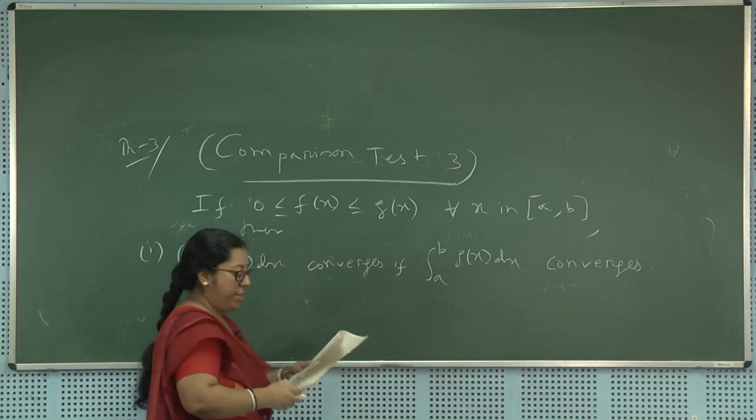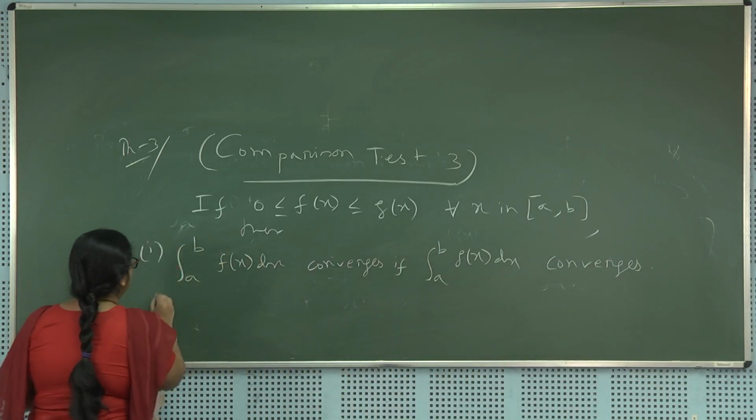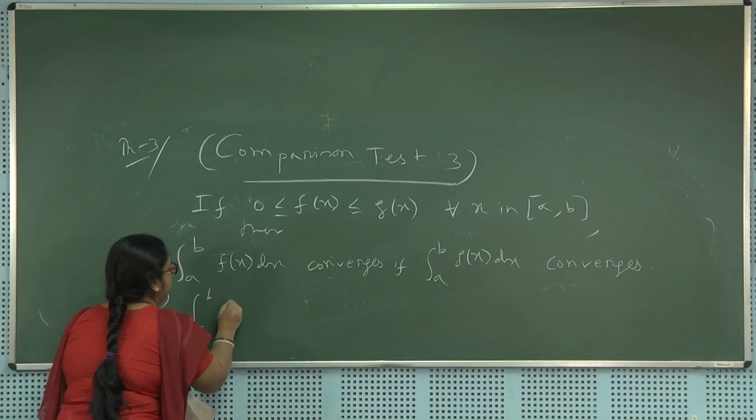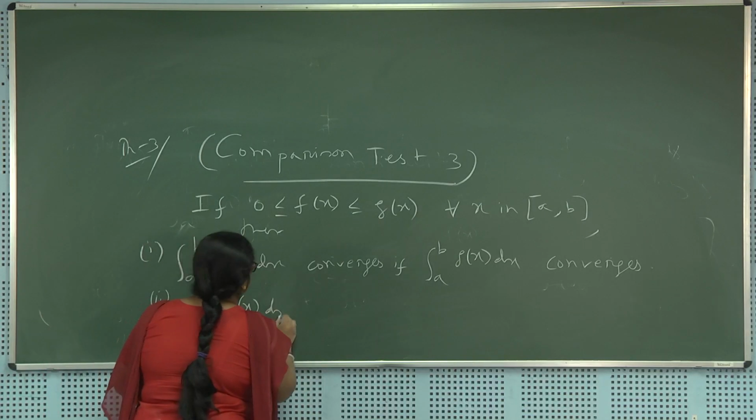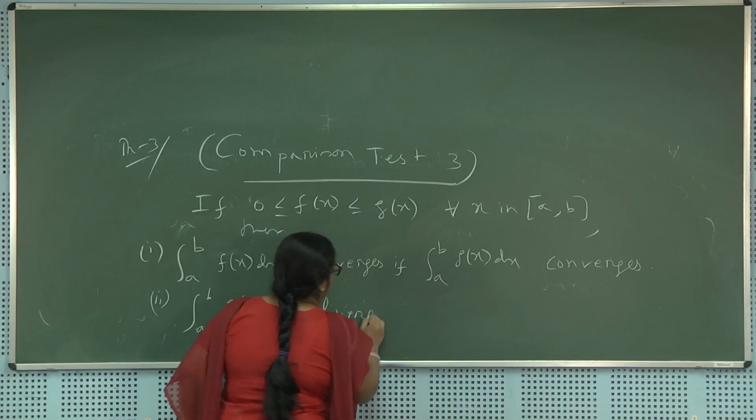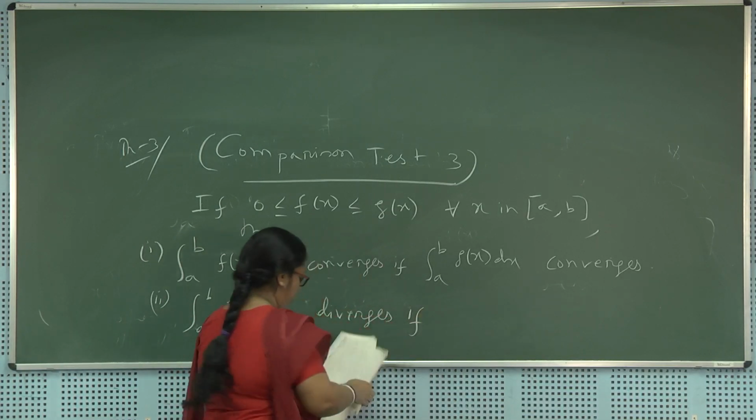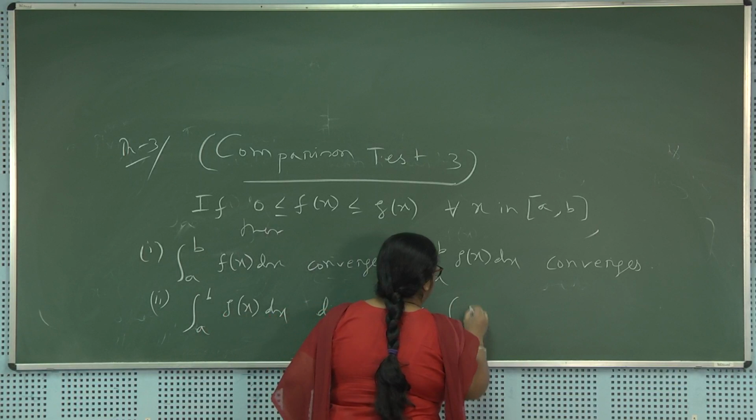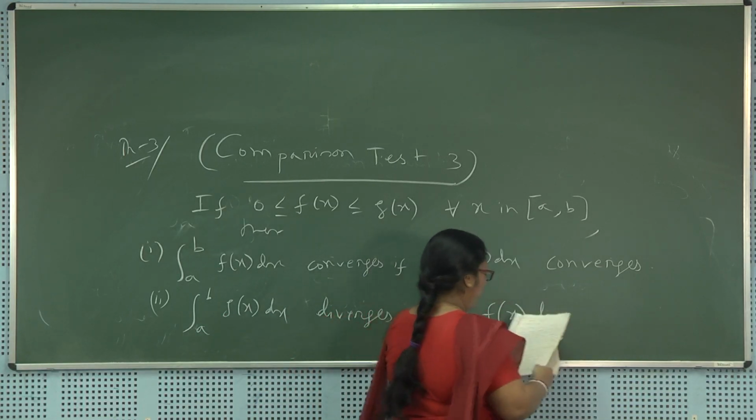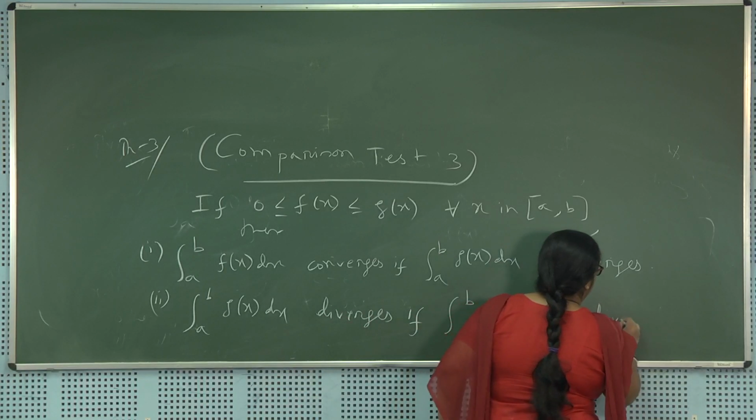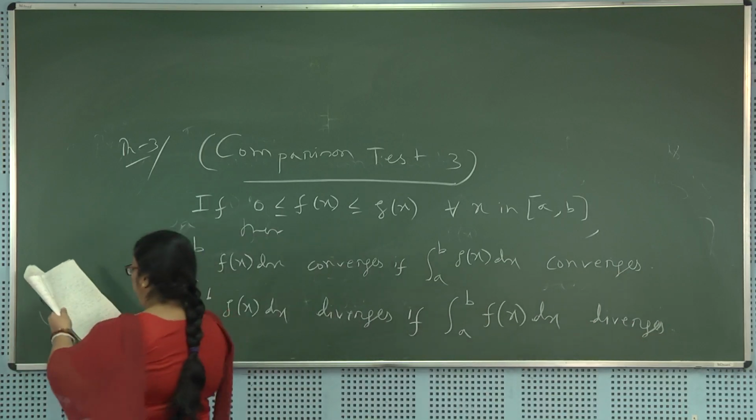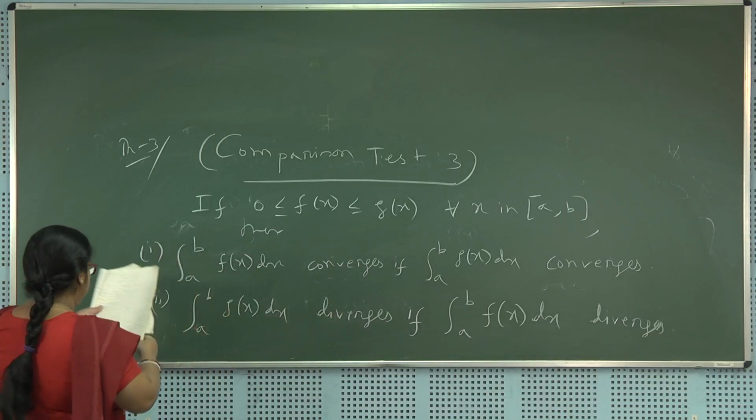Next, number 2, the integral from a to b of g(x) dx diverges if the integral from a to b of f(x) dx diverges. The reasoning is the same, but it will be good if you can look up the proof in some book.